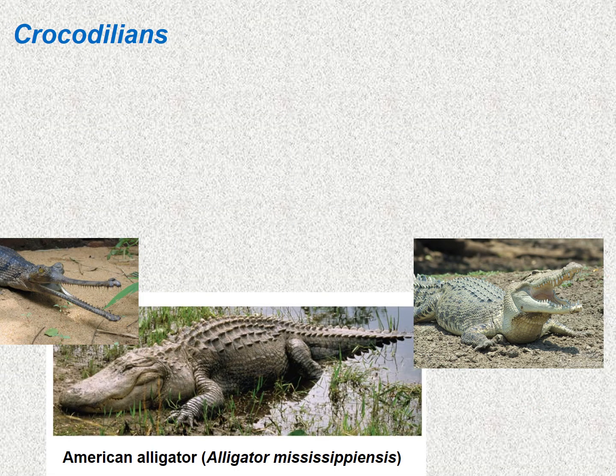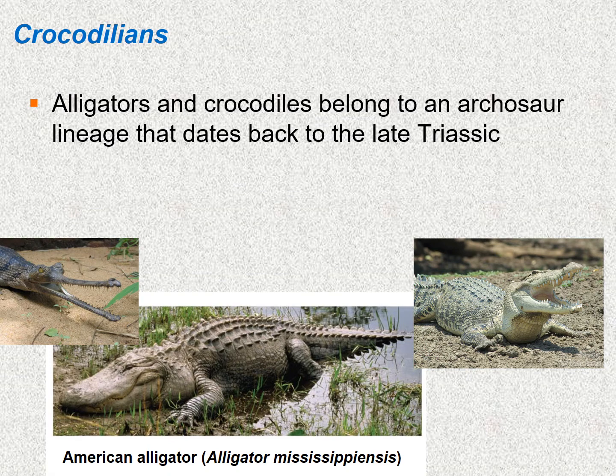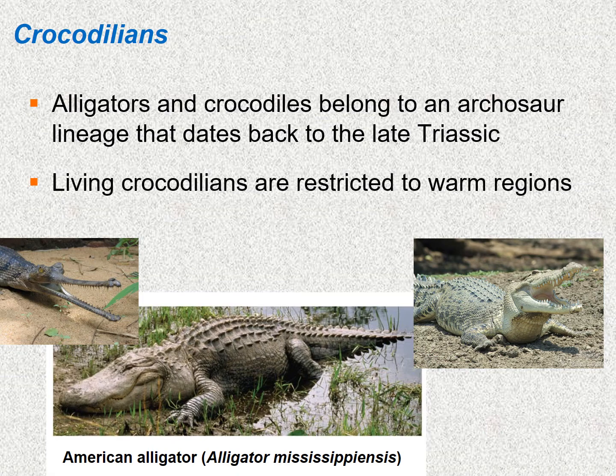Okay, so we can see some examples of crocodilians. The crocodilians include the alligators and the crocodiles, and they belong to that archosaur lineage, and this dates back to the Triassic. So living crocodilians are restricted to warm regions. So we live in Florida, and you've seen alligators before, and there are actually crocodiles that live in Florida as well.